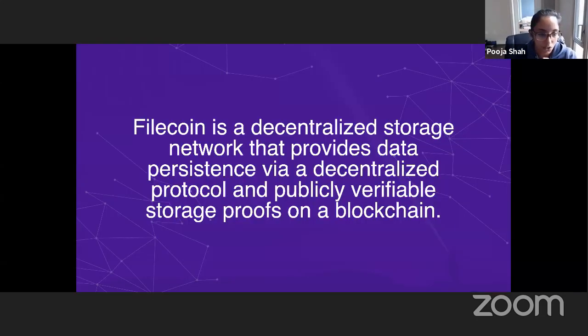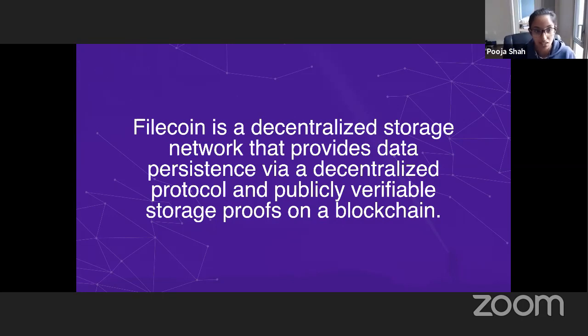So I think there were a number of presentations last week that talked about what Filecoin is, in a lot of detail in some cases. So I'm assuming today that you at least know the high level of the purpose of Filecoin, how it generally works. The one sentence summary of Filecoin is that it's a decentralized storage network that provides data persistence via a decentralized protocol and publicly verifiable storage proofs that make it onto a blockchain. So this is a dense sentence. To unpack this a little bit, Filecoin is obviously a decentralized storage network.